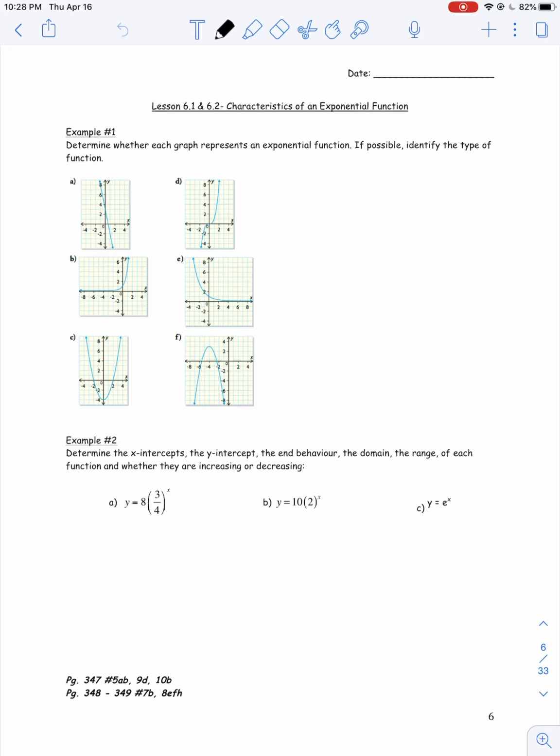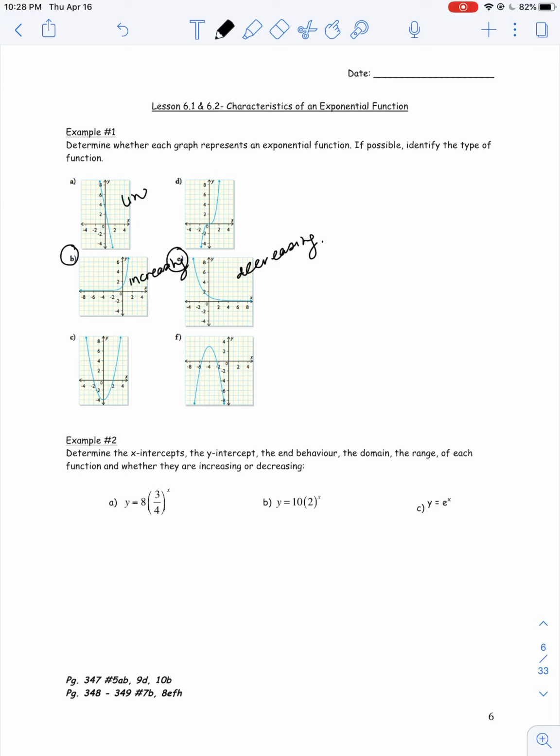So in example 1, we're just picking out which ones are exponential. Exponential graphs are graphs that rise or fall very quickly. So those represent population growth or anything that grows or falls very quickly. So the ones that are exponential are these two. So this one's an increasing exponential, and this one is a decreasing exponential function.